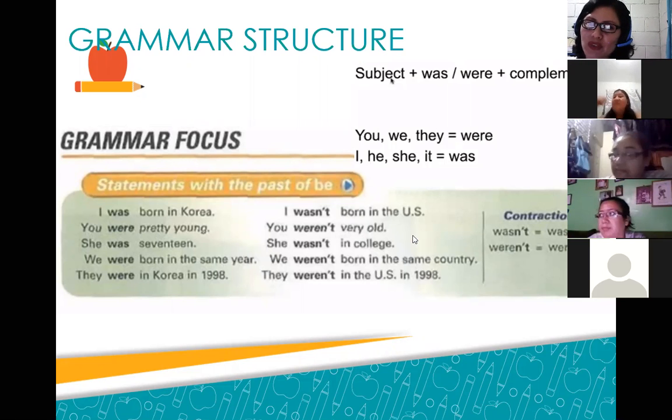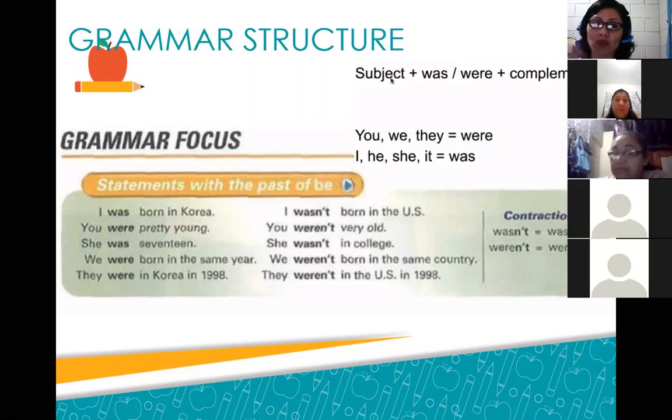So, as I was mentioning before, it is up to you if you want to use the contractions, right? Ahí están las contractions. Tenemos wasn't, que es lo mismo que usar was not, y tenemos weren't, ¿verdad? Were not. Entonces, it depends, right? You choose. Now, from the examples, as you can see, we have the same structure that we have in the upper section. It says subject plus was, were, plus complement, okay?